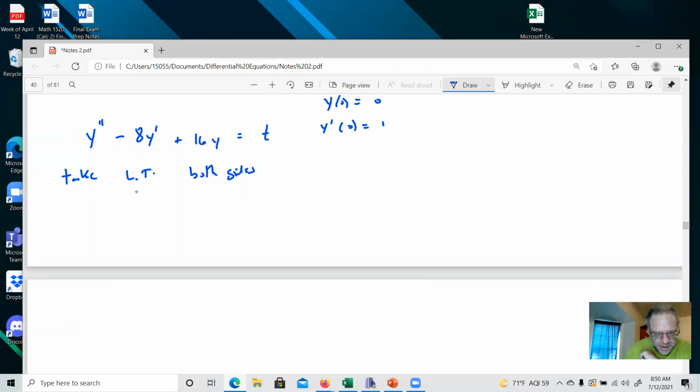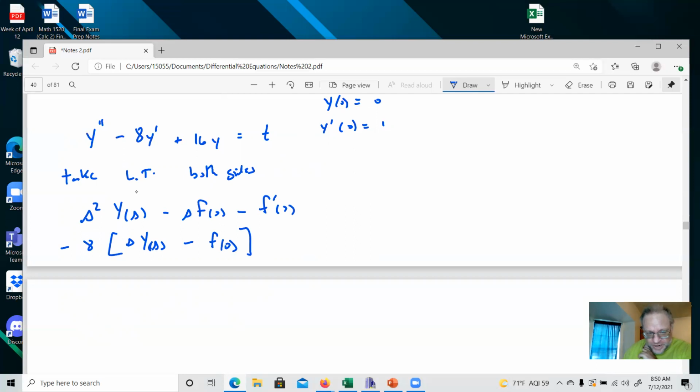All right, so here we have s squared Y(s) minus, and you're going to be doing this so often that you're going to memorize it, f of 0 minus f prime of 0. Minus 8, right? And now we have to take the Laplace transform of y prime, and this was sY(s) minus f of 0. Don't forget the 8 here. Plus 16Y(s), and this was equal to 1 over s, right? Or no, 1 over s squared, because we have to take the Laplace transform of the polynomial here.